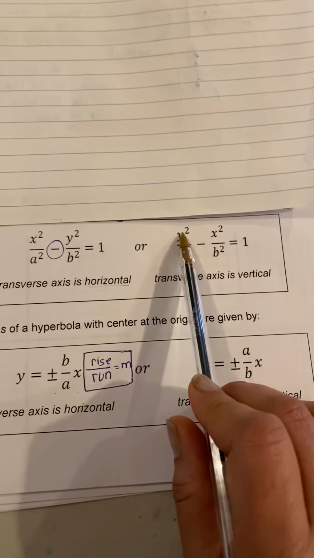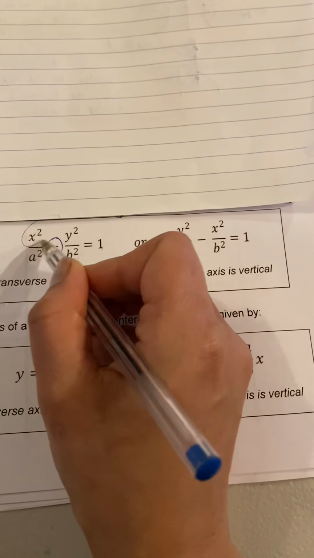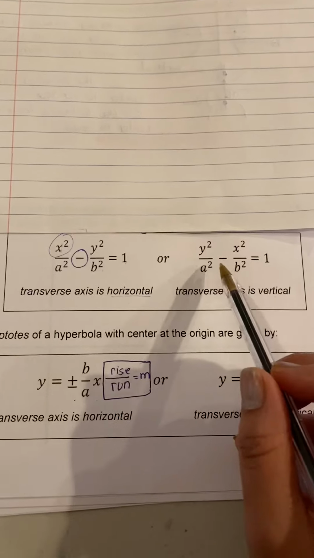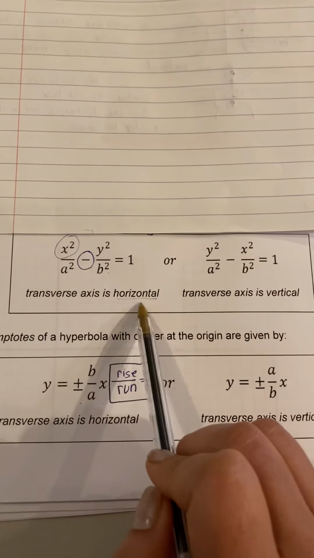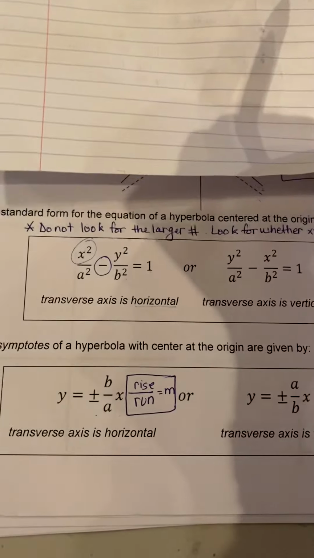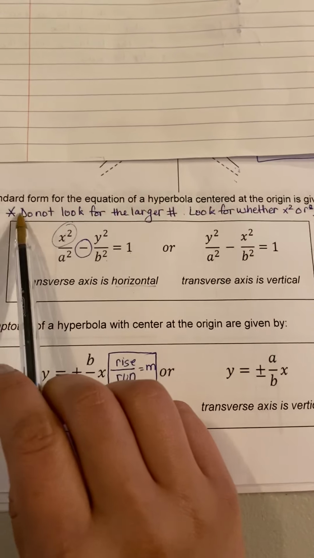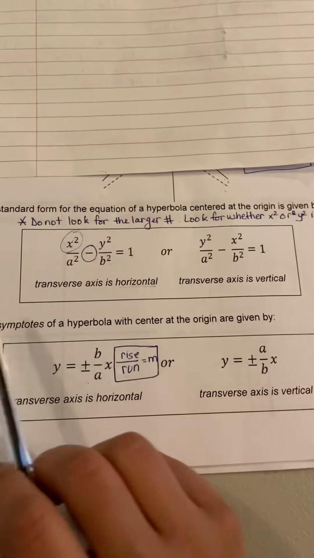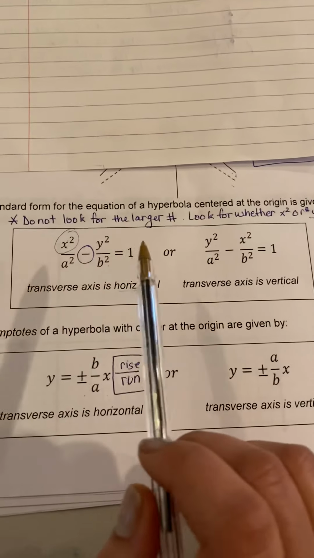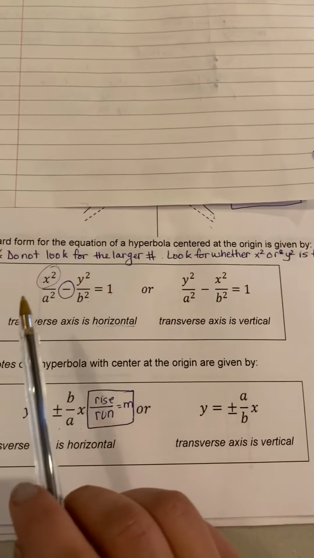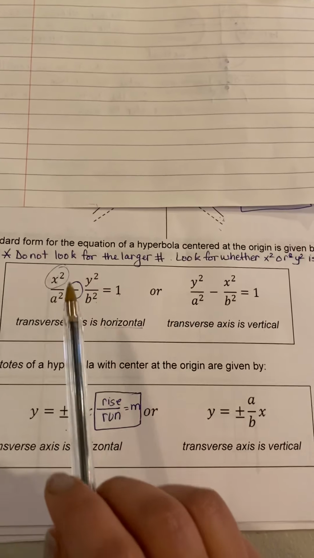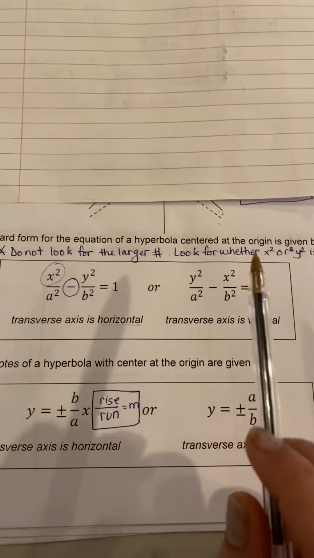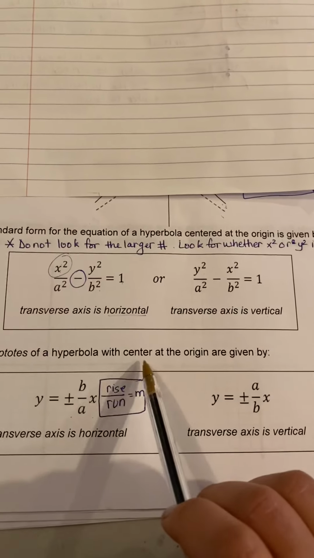Y squared is first. So basically, this is what determines whether my hyperbola is going to be horizontal or vertical. If x squared is first, it's horizontal. If y squared is first, it's vertical. So copy that into your notes. Do not look for the larger number. You're not looking for a and b, which we did in our previous ellipses, yes, but not in the hyperbolas. In hyperbolas, you look if your x squared is first, it is a horizontal. If your y squared is first, it's a vertical, right? So please copy that down.